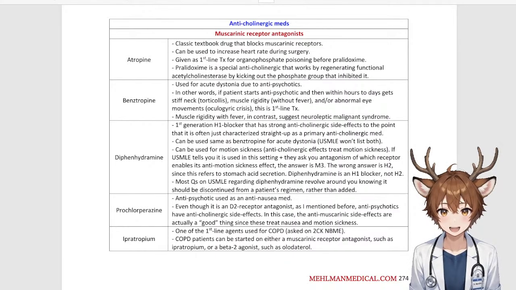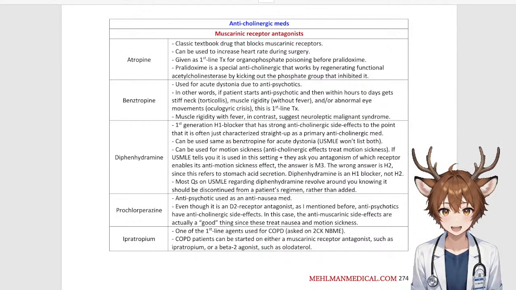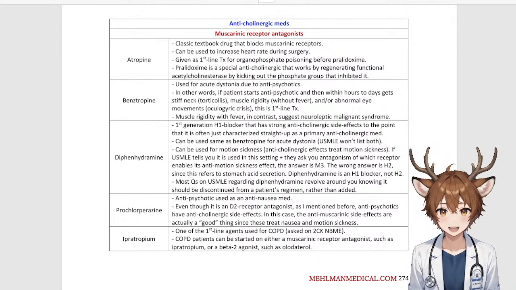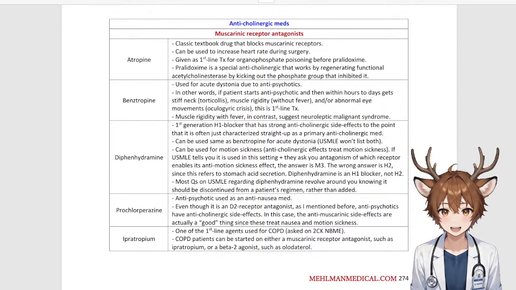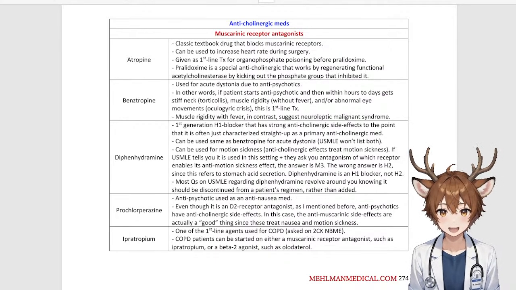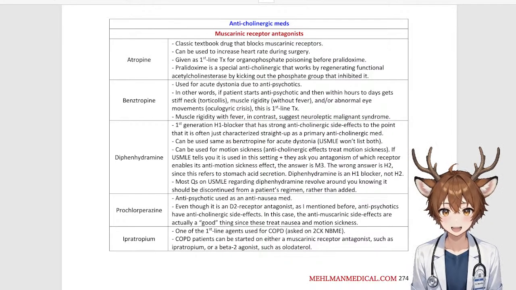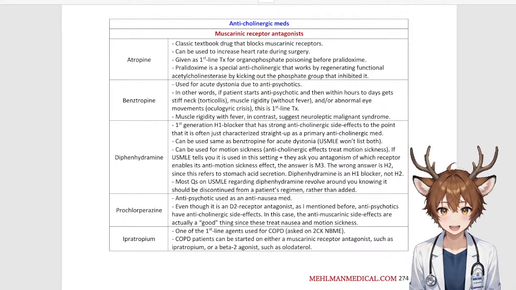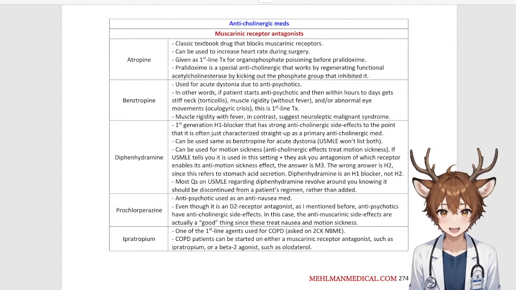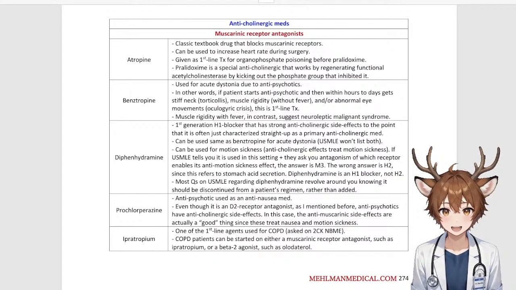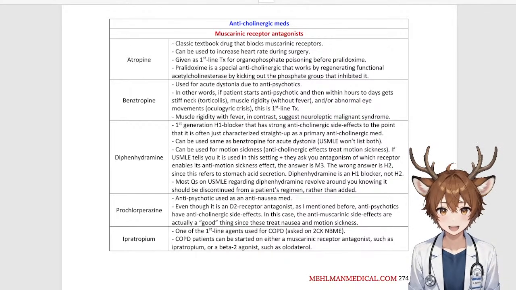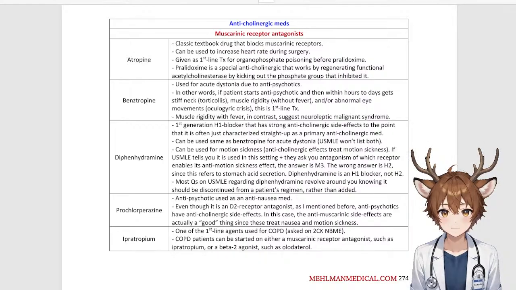What about benztropine? Used for acute dystonia due to antipsychotics. In other words, if the patient starts an antipsychotic and then within hours to days gets stiff neck, torticollis, muscle rigidity without fever, and/or abnormal eye movements, oculogyric crisis, this is the first-line treatment. Muscle rigidity with fever, in contrast, suggests neuroleptic malignant syndrome.